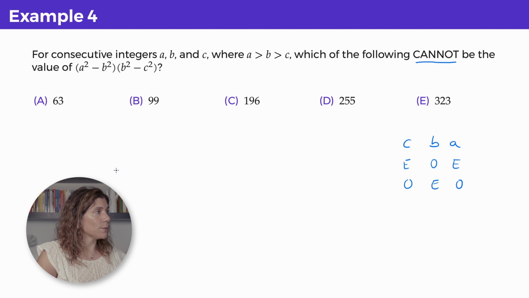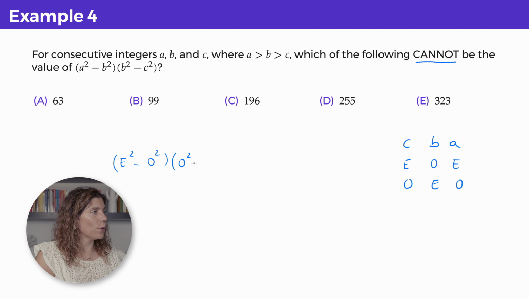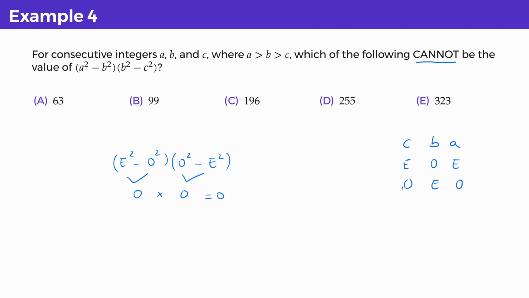Now, in our expression, A squared would be an even number squared minus an odd number squared, times an odd number squared minus an even number squared. Well, an even minus an odd is going to give us an odd. An odd minus an even is going to give us an odd. An odd times odd is going to be odd. Let's check if we start with an odd number: odd squared minus an even squared, times an even squared minus an odd squared. This is going to give us an odd number again, and here the same thing, and odd times odd is going to be odd.